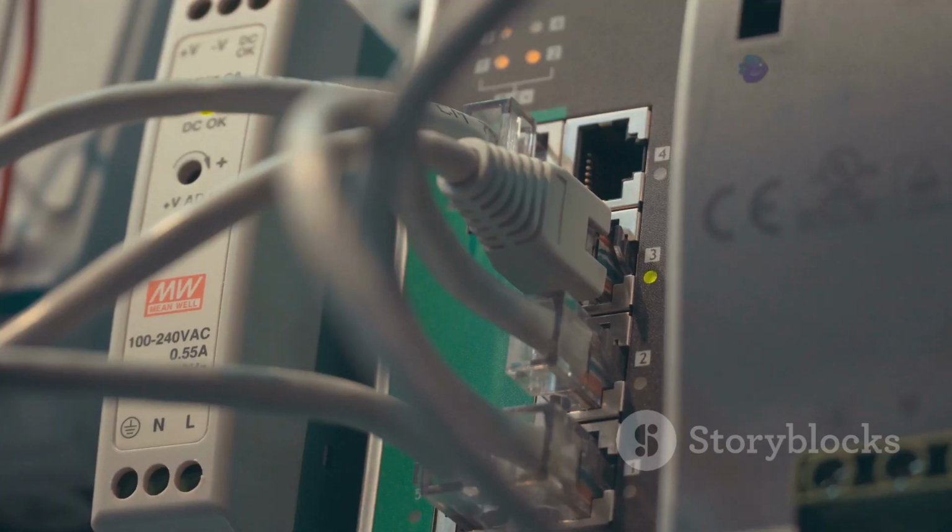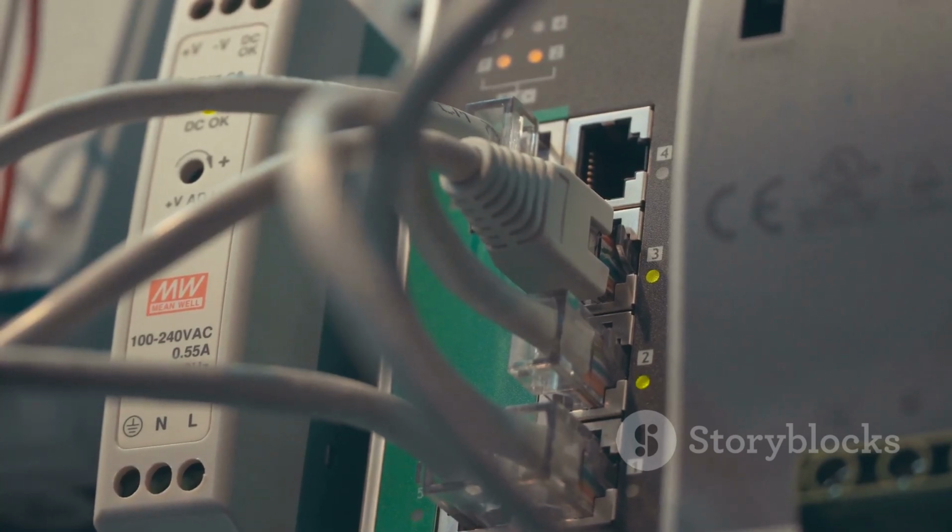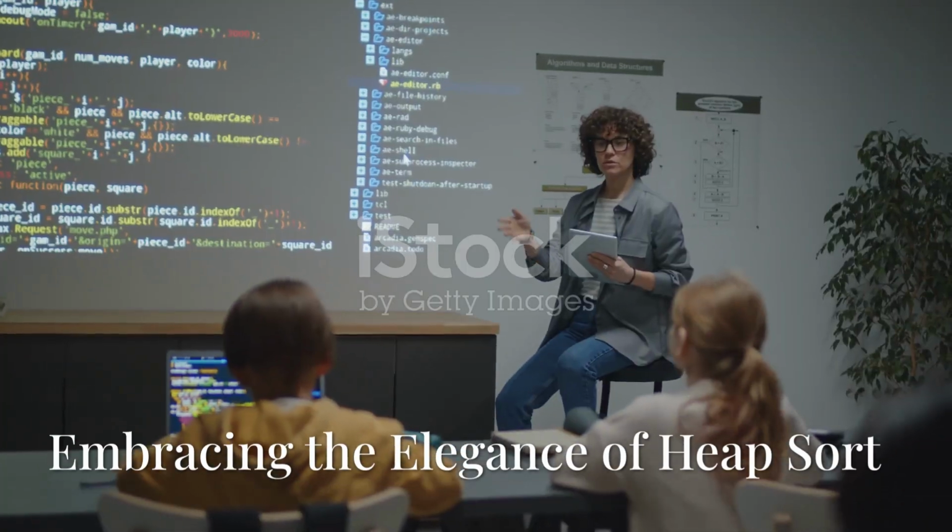From routing data packets on the internet to scheduling tasks in operating systems, Heap Sort quietly powers countless applications, ensuring our digital world runs smoothly and efficiently.